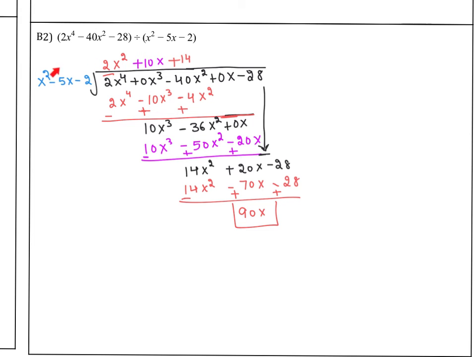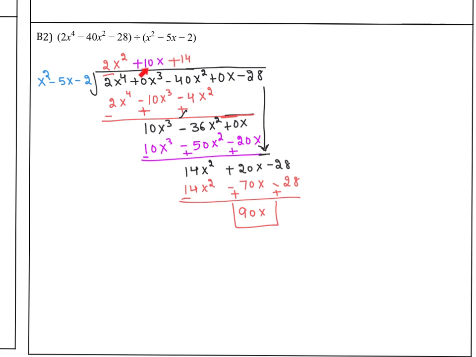2x squared times this polynomial goes underneath here. 2x squared times x squared is 2x to the 4. 2x squared times negative 5x is negative 10x to the third. 2x squared times negative 2 would be negative 4x squared. Change the sign. The 2x to the 4 terms cancel. 0 plus 10 is 10x cubed. Negative 40 plus 4 is going to give you negative 36x squared. And 0x we bring down as it is.